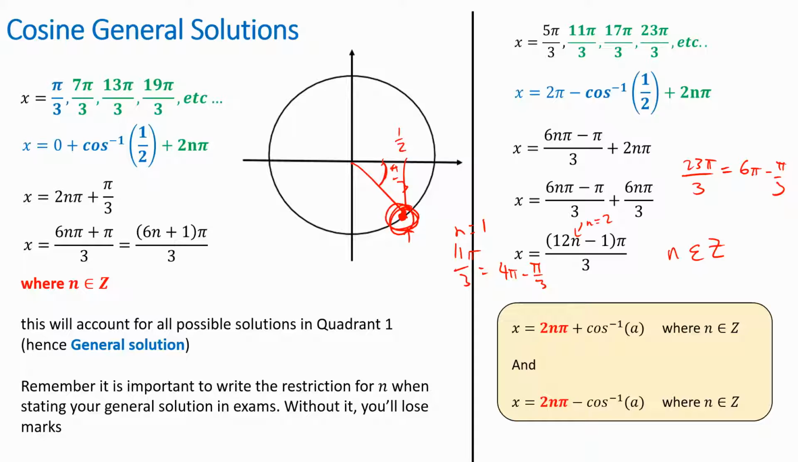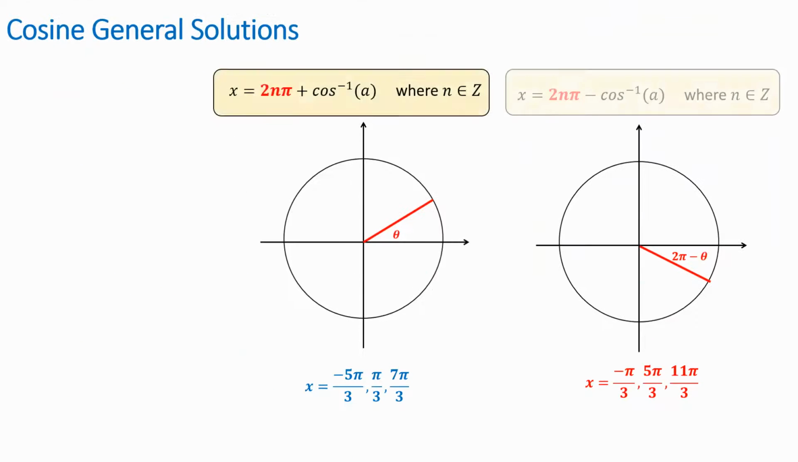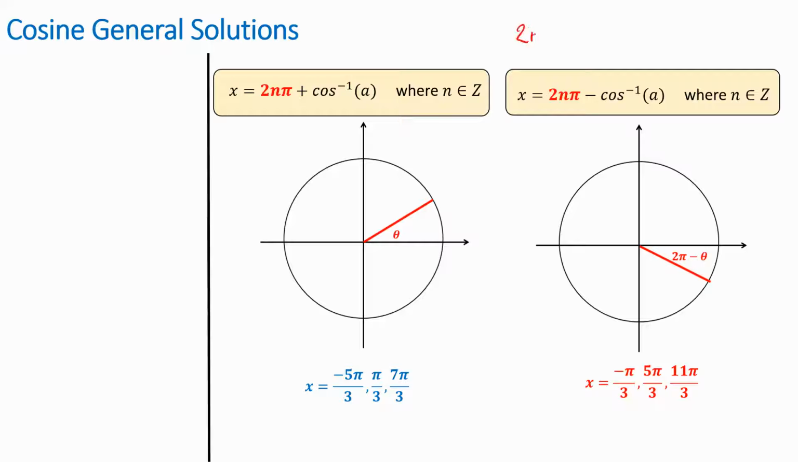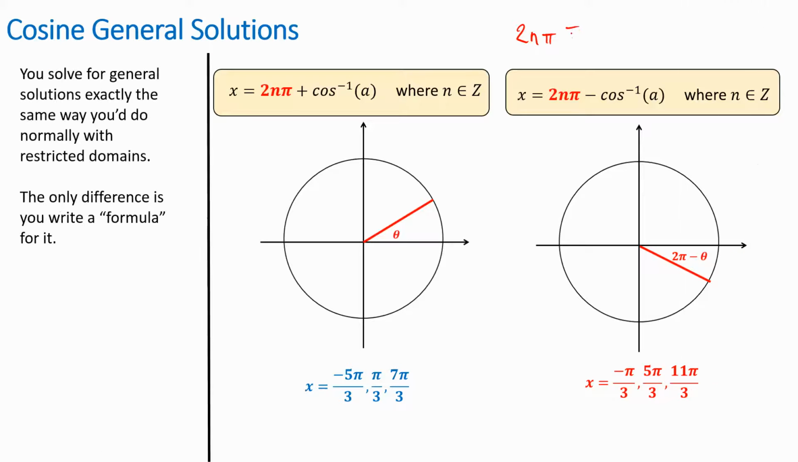If it's in the other quadrants and you start from those points, it'll be every odd. And so that's why your general solution for cos, you can just write it, technically the same thing, in one go as 2n pi plus or minus cos inverse of a. And they tell you to memorize this, but I don't want you to memorize that. Because if you understood how to find solutions with restricted domain, technically you already have learnt how to do general solutions.